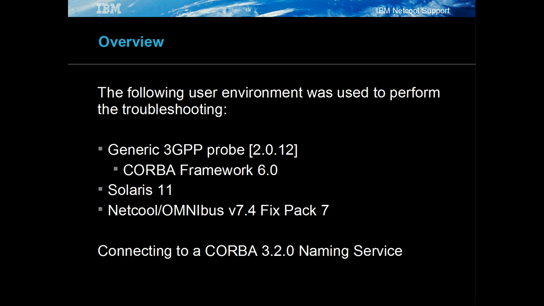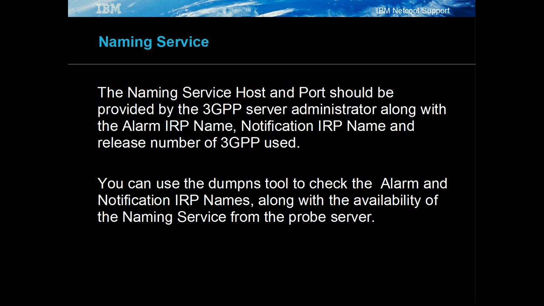The example Corba probe used was the generic 3GPP probe installed in Netcool Omnibus v7.4 on Solaris 11. The target system was a Corba 3.2 simulator. In this example, the naming service was connected to.